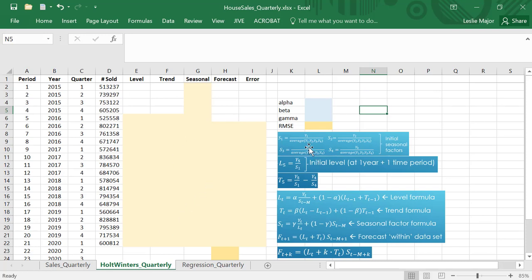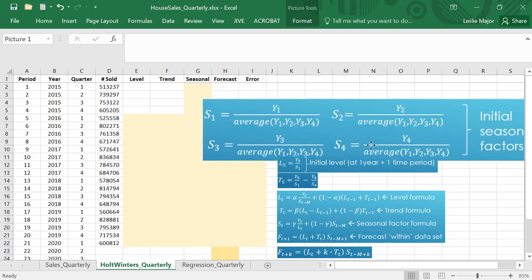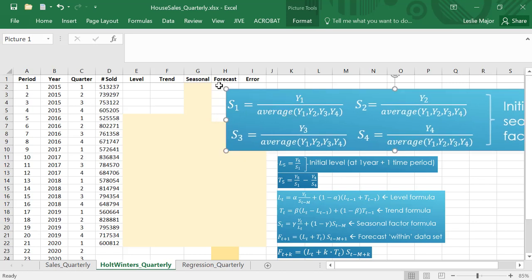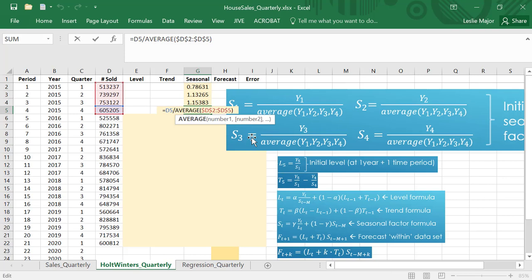So first thing we're going to do is make our initial seasonal factors here. Let's zoom way in here. So again, we just take our actual divided by our average of the first year of data. So take the actual first data value and divide by the average of those first four data values. Lock that. And then drag that the whole way down. Good. So we do that for each seasonal factor.